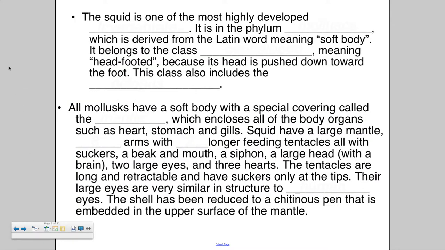Now let's look at our notes that we have in front of us and see if you can fill in the blanks. Squid is one of the most highly developed what? It is an animal, but it also has an internal shell, so it would be called a what? Say it again. Invertebrate. Make sure you are filling in your notes. It's in the phylum what? What phylum is it in? Mollusca, which means soft. So Latin word meaning soft body, and it's also a Greek word. It belongs to what class again? Cephalopod. Very good. Meaning head foot. Because its head is pushed down toward the foot, that's why we call it the cephalopod. This class also includes what? Octopus. Very good.